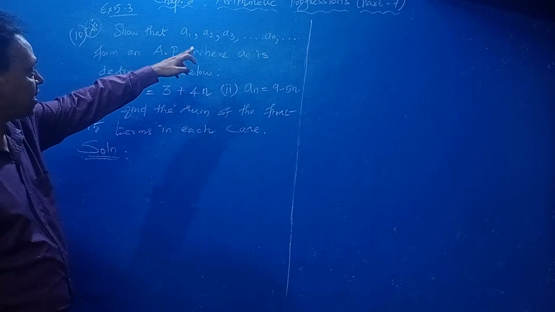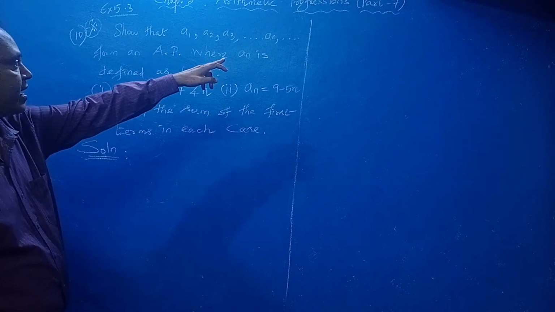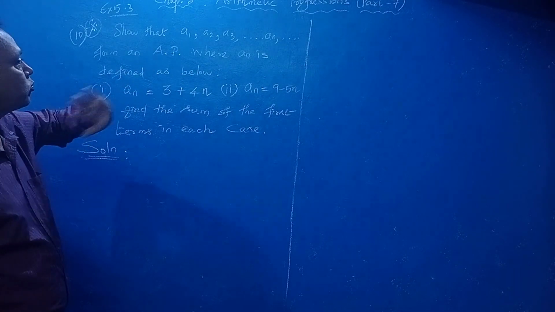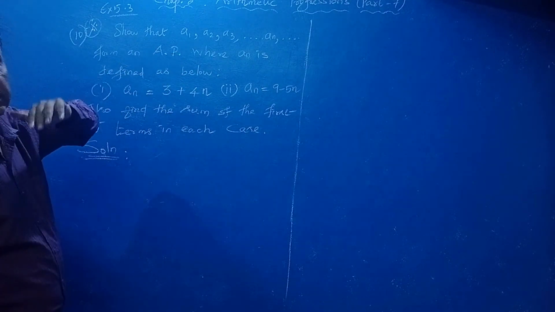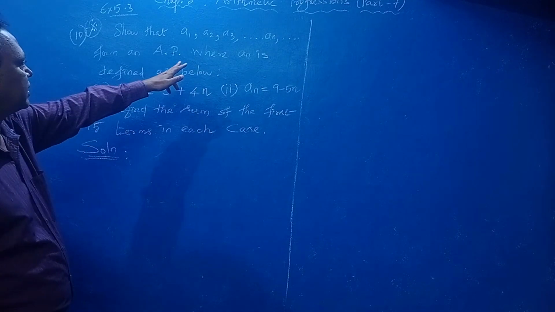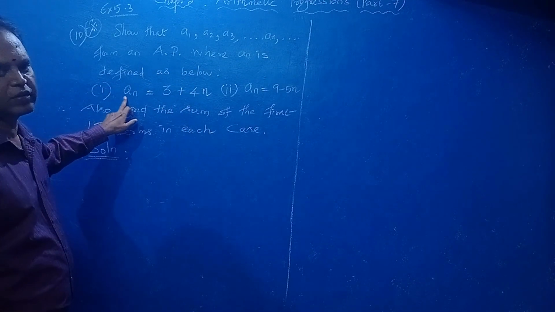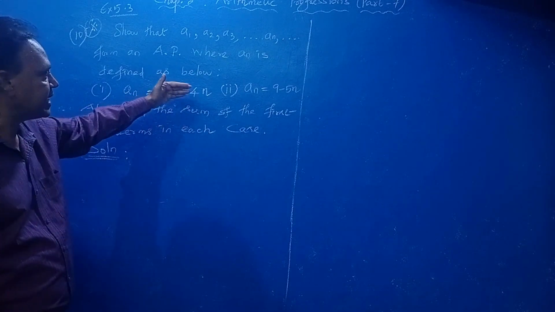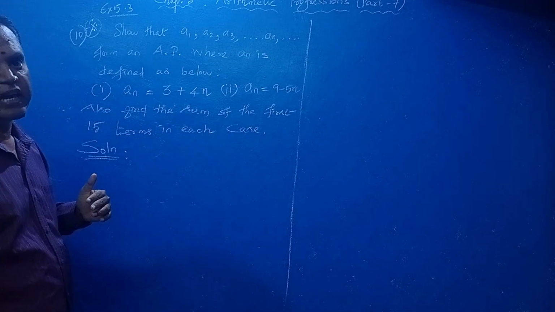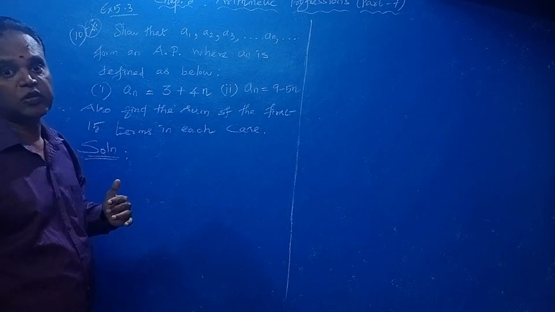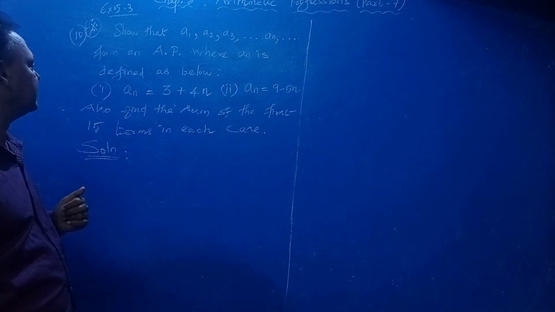You see the next problem, the 10th problem, a very important problem. So that A1, A2, A3 up to AN form an AP. You have to check whether it is an AP or not. AN is defined, given. When AN is given, you can easily form the sequence. You have to check whether that sequence is an AP or not. Clear?